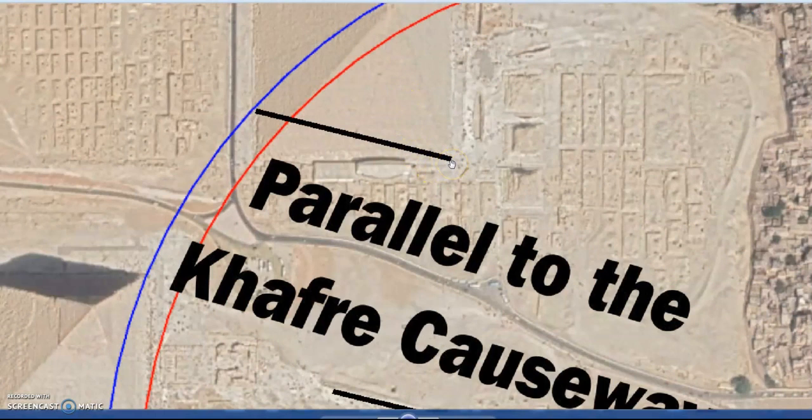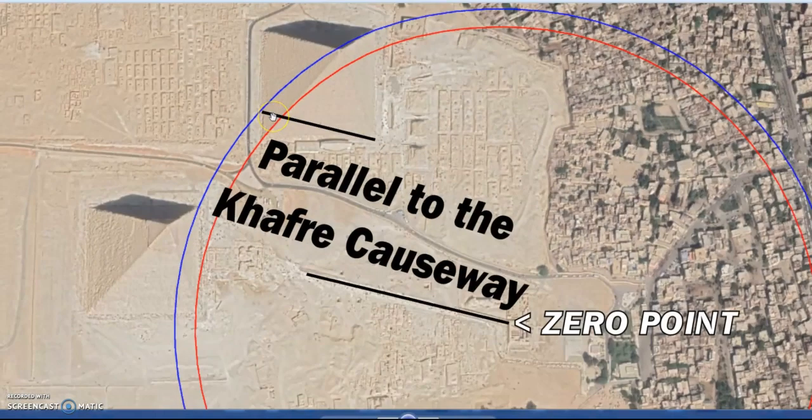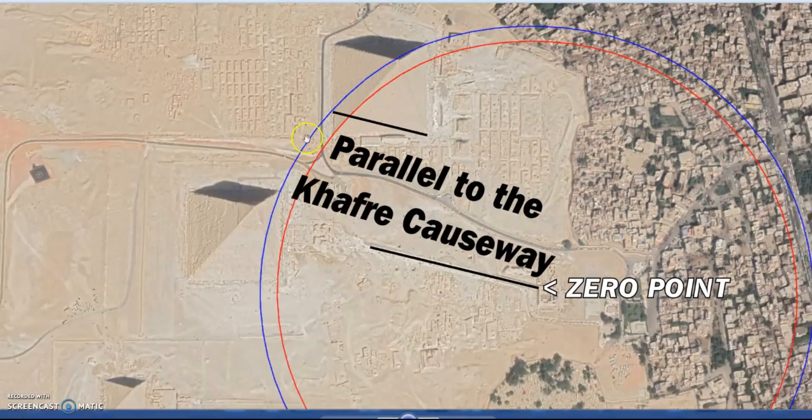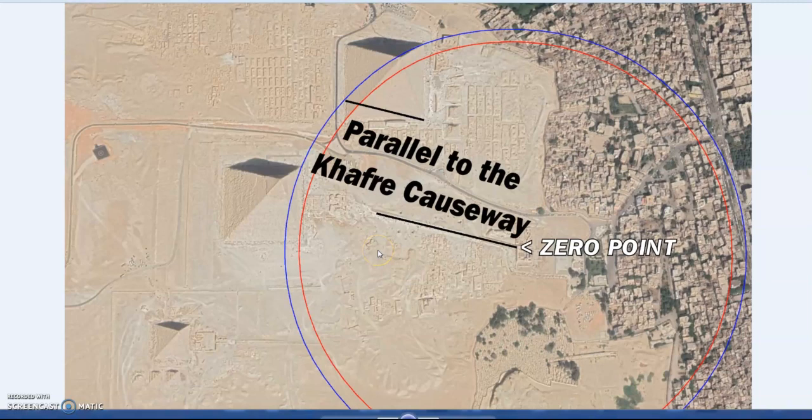From the southeast corner of the pyramid, we draw a line to where it intersects with the blue circle. And again, test this on Google Earth, please do. You'll find it's at 14 degrees north of true east, exactly parallel with the Khafre Causeway. That's the 0 point.